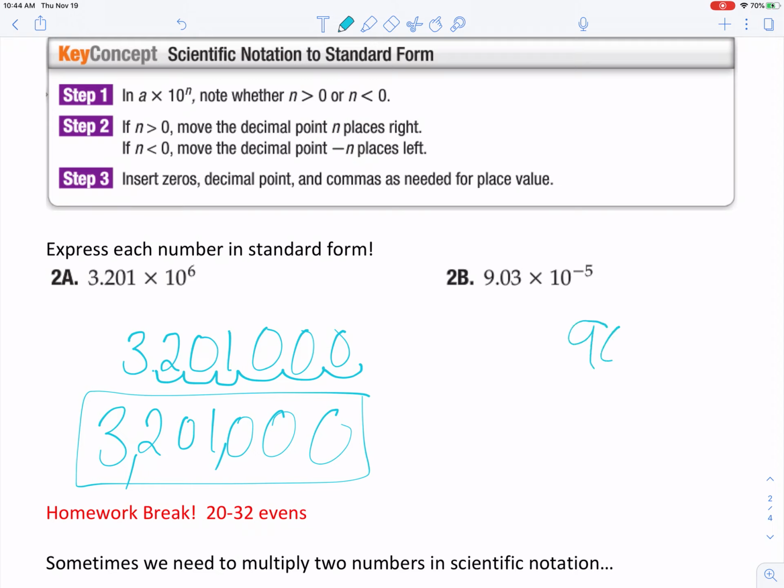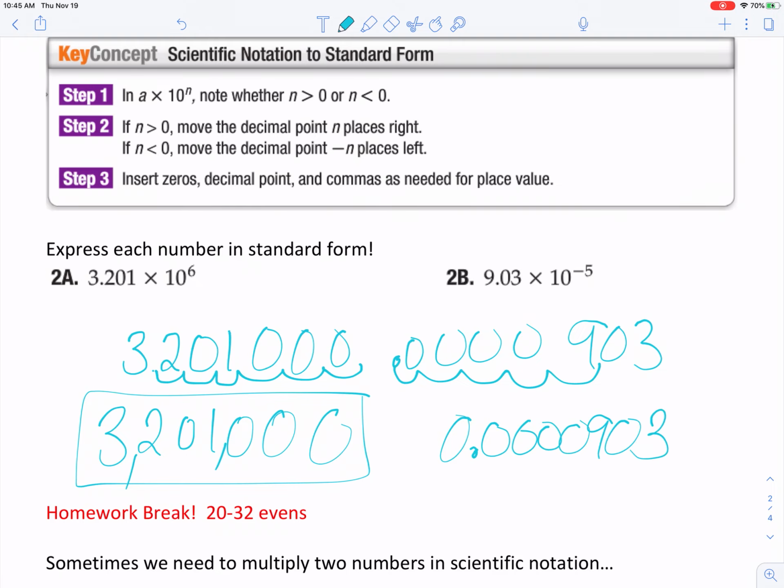Same thing here. 903, since it's a negative 5, I go left. 1, 2, 3, 4, 5. 0.0000903.